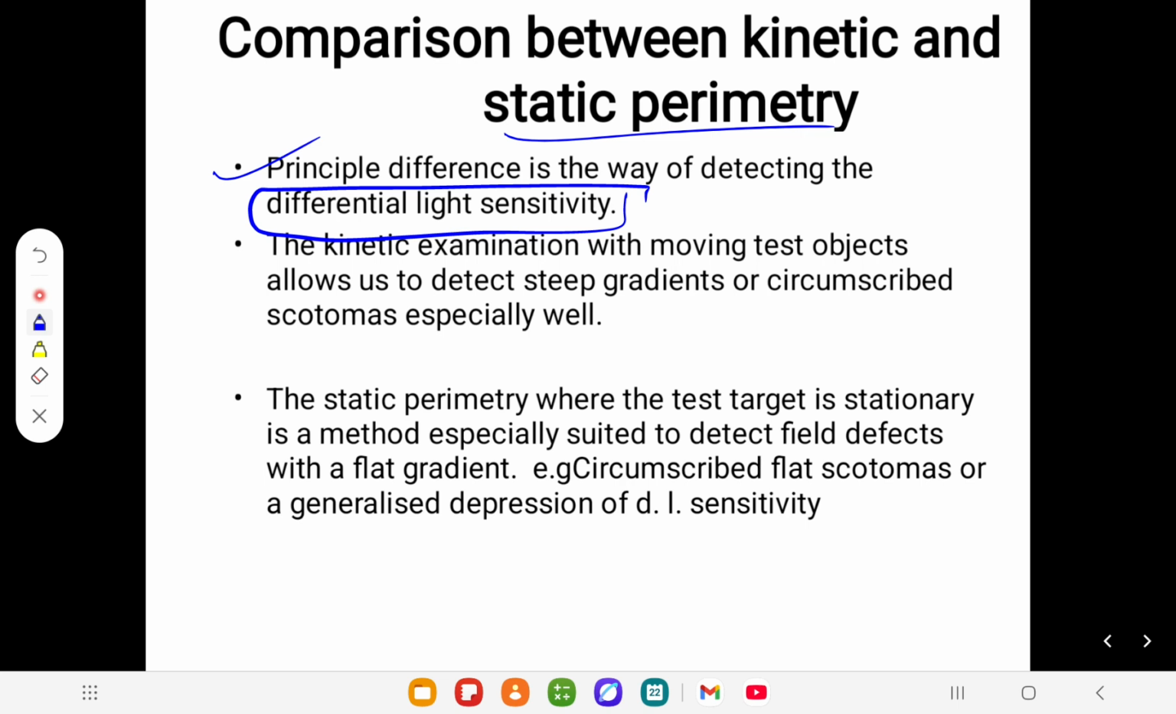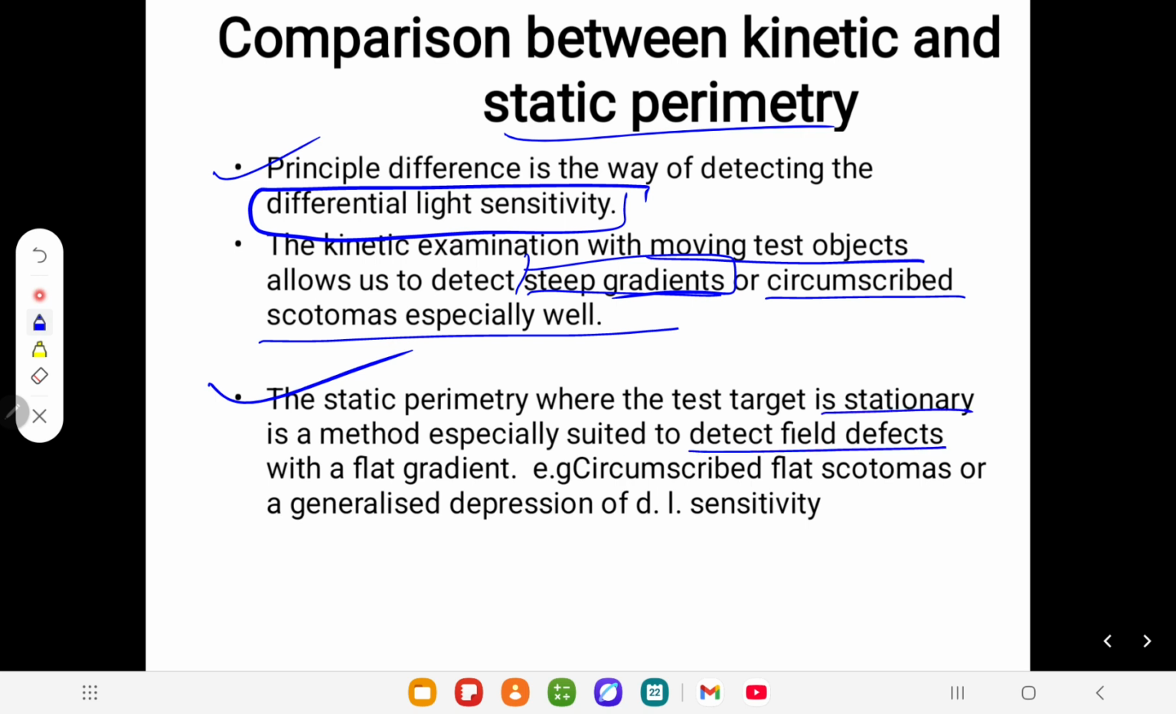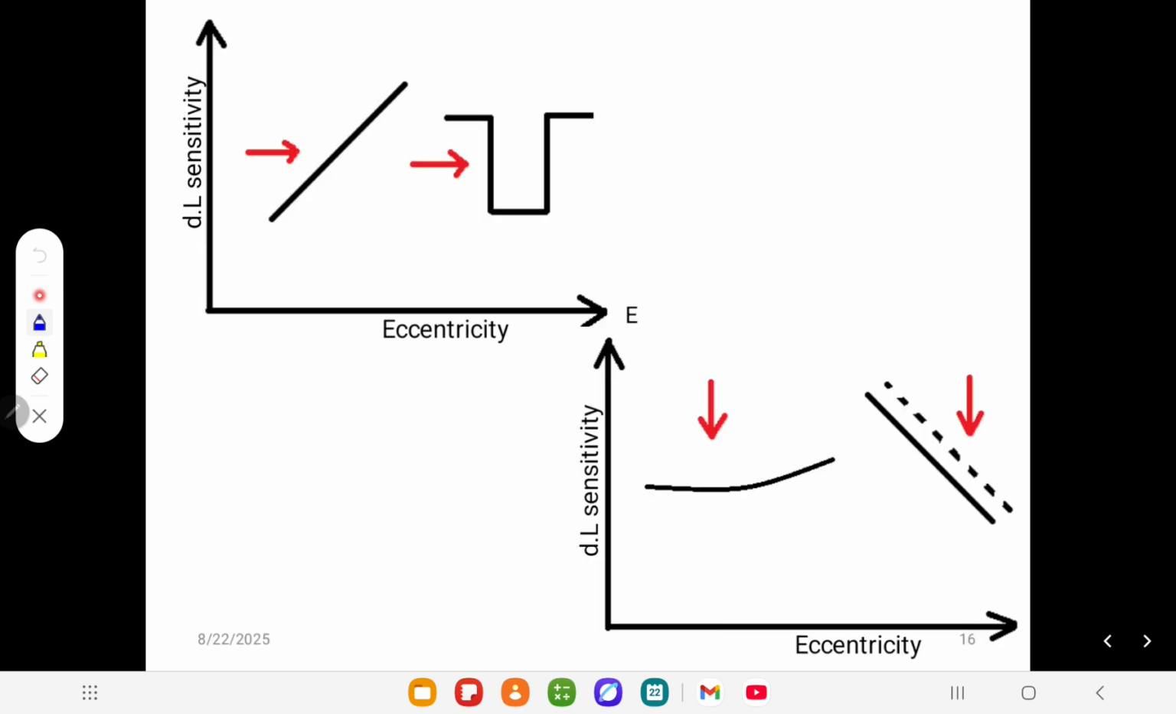The kinetic examination with a moving test object allows us to detect the steep gradient or circumscribe the scotoma especially well. So basically, we determine steep gradient defects. But in case of static perimetry, where the test target is stationary, the method is especially suited for defects in the field with a flat gradient. I'll tell you what is steep gradient and what is flat gradient. Example circumstances: flat scotomas or generalized depression in differential light sensitivity. Okay, so this is it.